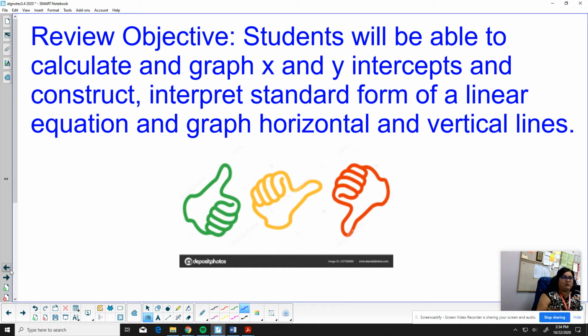So right now you should be able to calculate and graph X and Y intercepts. You should be able to kind of do standard form and put that in the correct order, and then graph horizontal and vertical lines. So go ahead and push pause and give those a try on the worksheet.